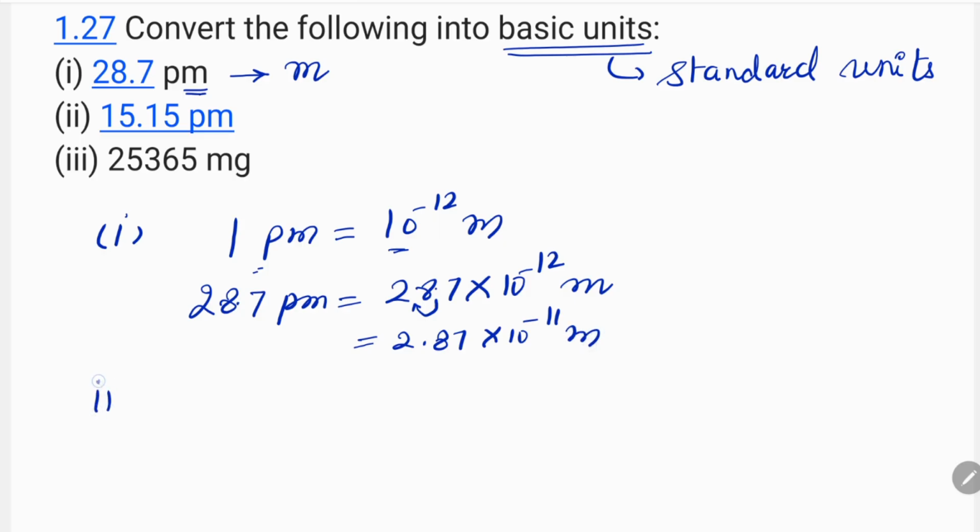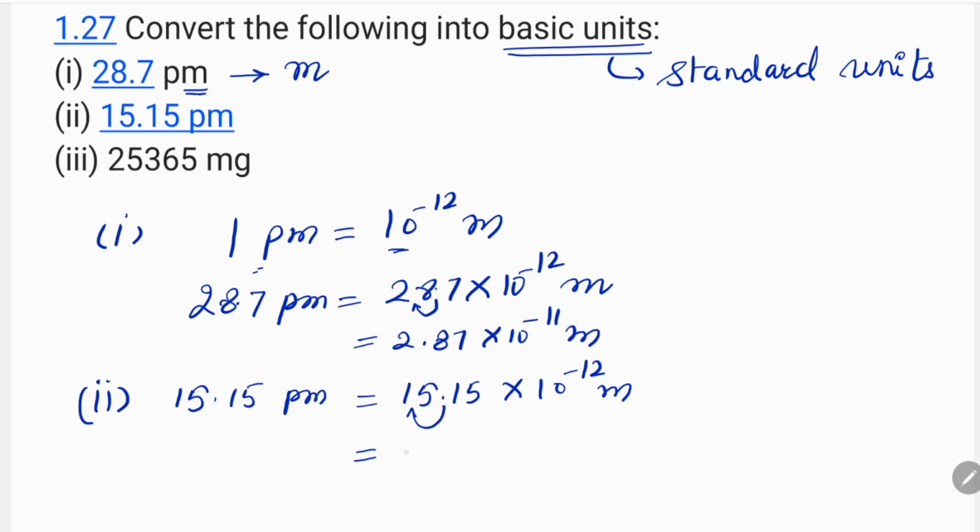Okay, let's go to the second question. Second question is also in picometers. So let's take that 15.15 picometer. Okay, so once again use the same, that is pico means 10 raised to power negative 12. So multiply this number with 10 raised to power negative 12. Okay, right, once again we are going to convert it into the scientific notation, which is 1.515 into 10 raised to power negative 11 meter. So it is like this.